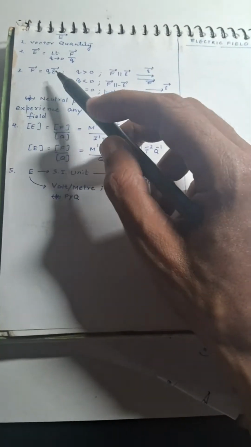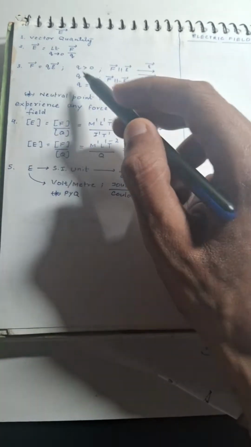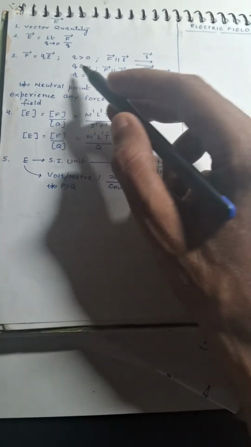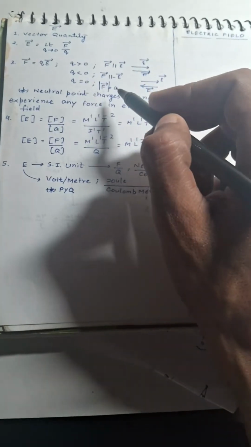Then we have three cases. Force is equal to QE. So if Q is positive, force is parallel to E. If negative, force is parallel to minus E. And if Q is 0, force is 0 over here. So these are the directions corresponding to the forces.